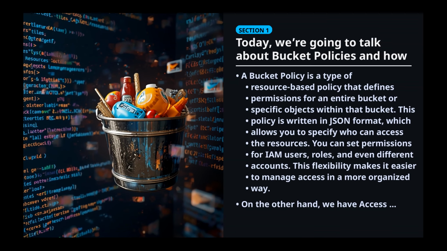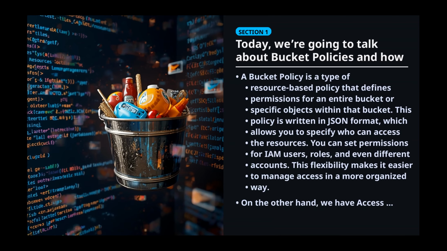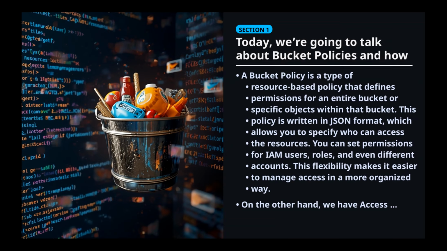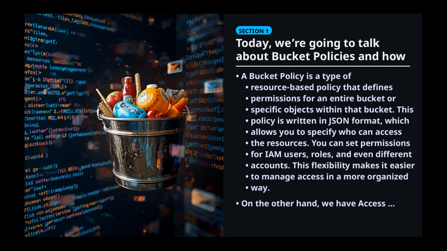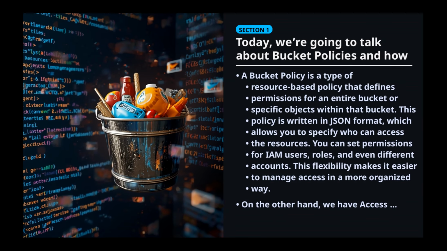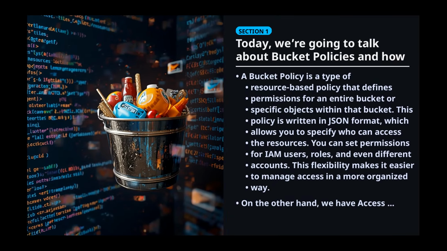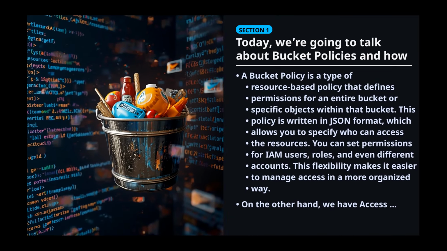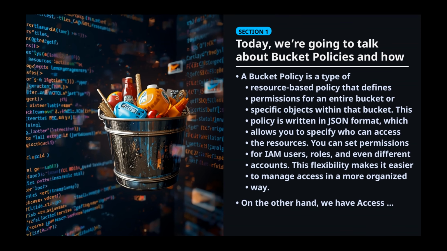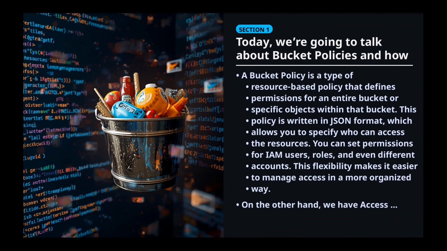On the other hand, we have access control lists, or ACLs. ACLs are an older mechanism that assigns permissions at the object or bucket level to specific grantees. While they serve a similar purpose, bucket policies offer more detailed control and are generally preferred for managing access. To put it simply, think of a bucket policy as a set of rules for a whole neighborhood, while ACLs are like individual house rules. In summary, bucket policies provide a powerful way to manage access to your resources, making it easier to keep everything secure.